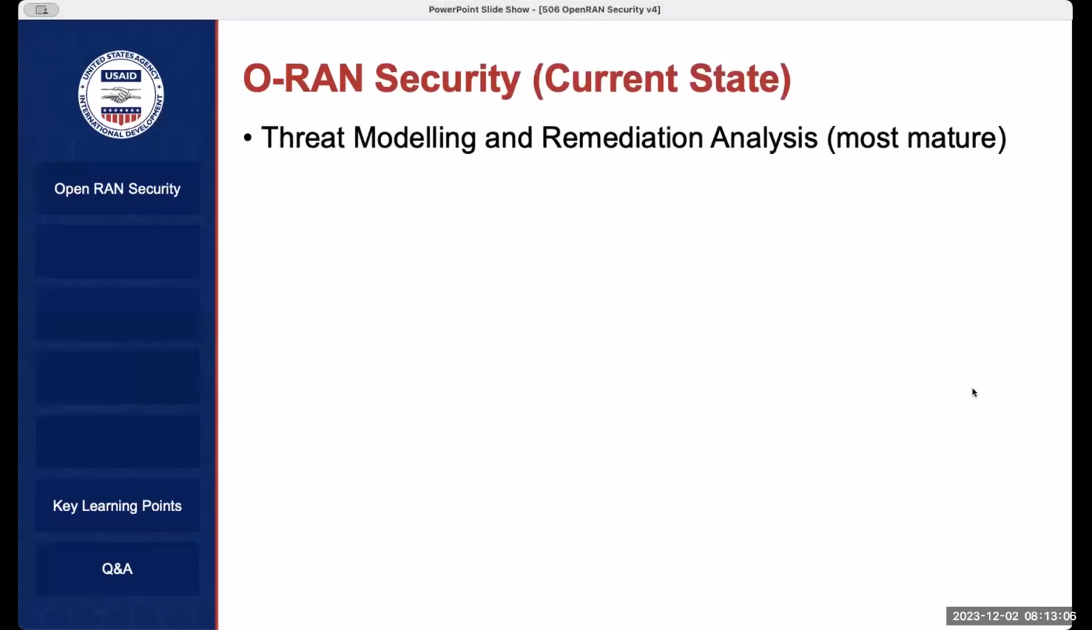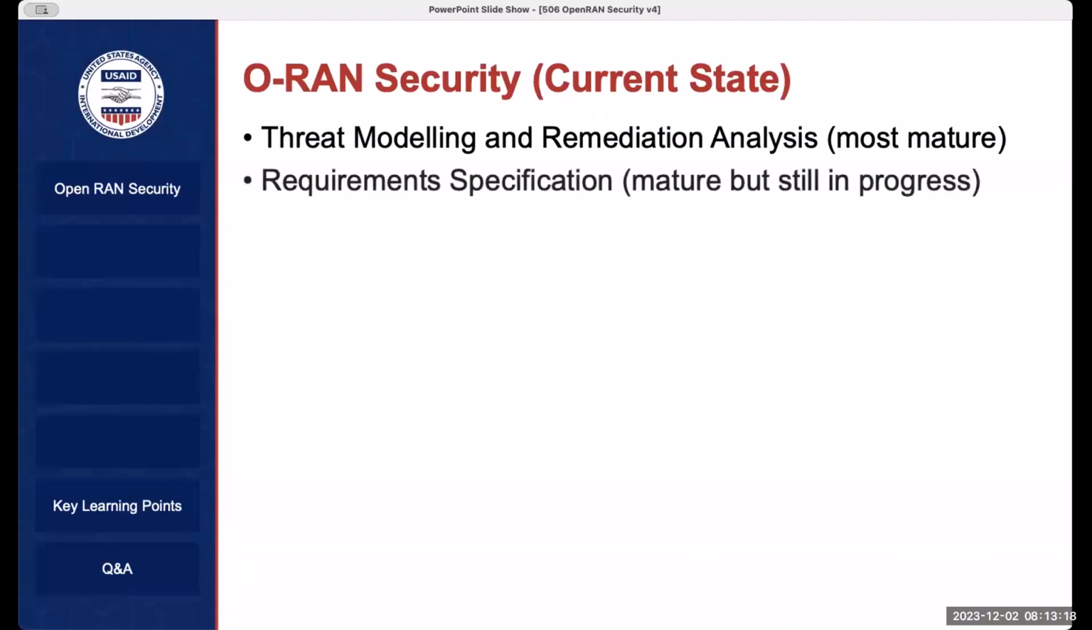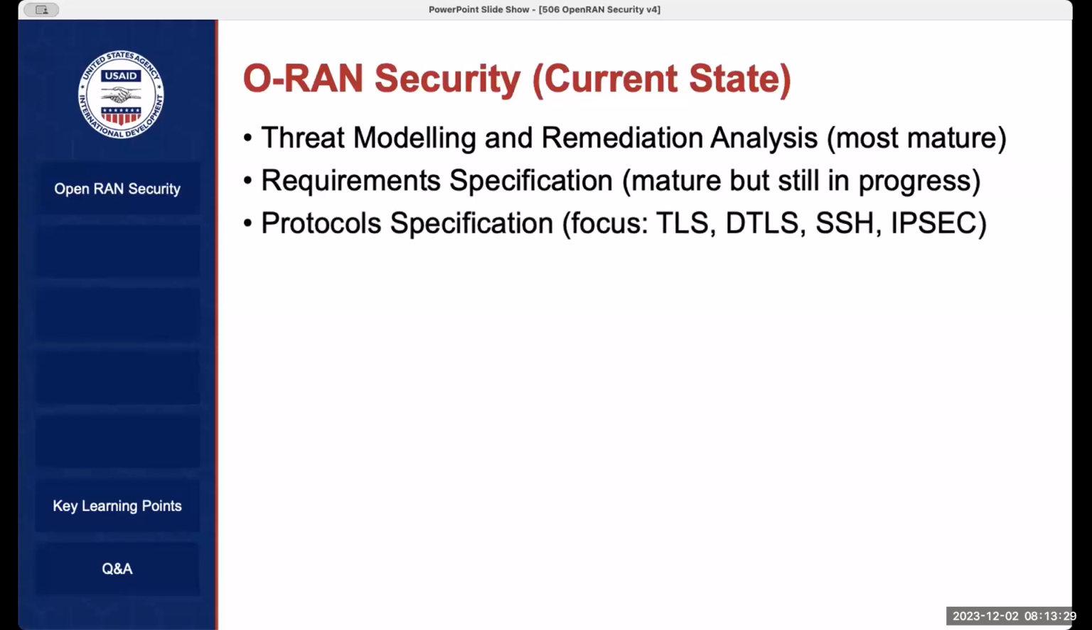For ORAN security, we have various subsets, like threat modeling and remediation analysis. This is the most mature, since a lot of it is also based on the 3GPP standard. There is the requirement specification, which is already mature, but there is still work being incorporated. For protocol specification, they're focusing on known secure protocols like TLS, DTLS, SSH, and IPsec. So you won't be seeing any telnets here. Everything should already be on SSH.